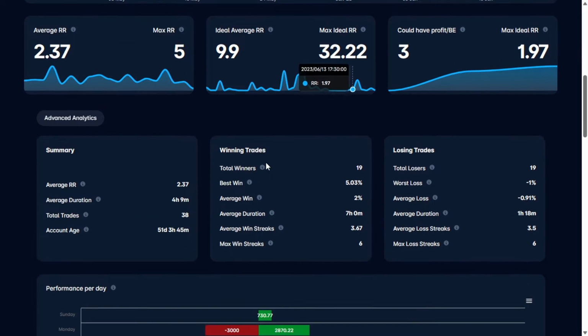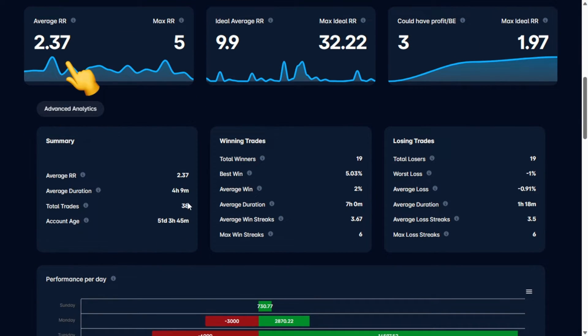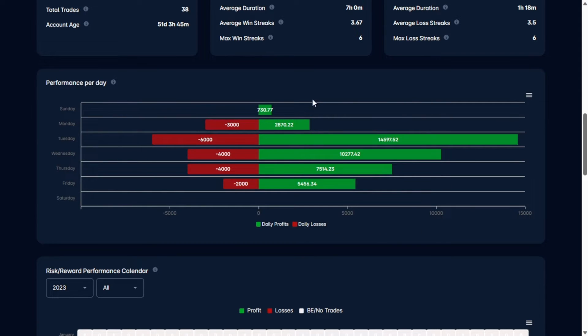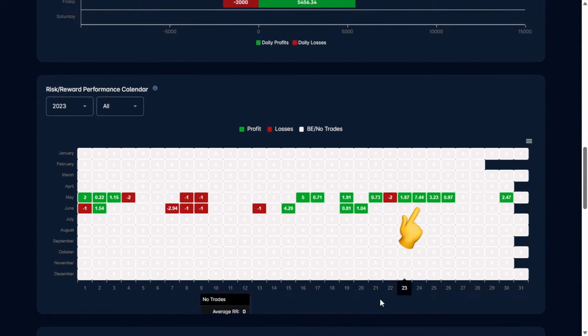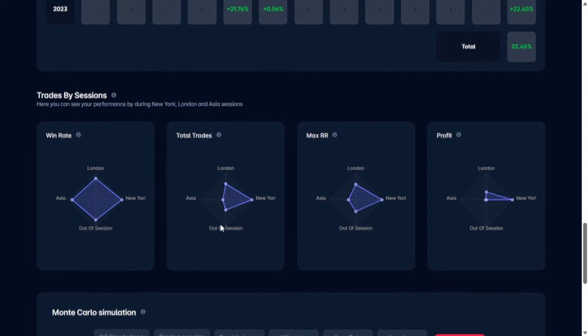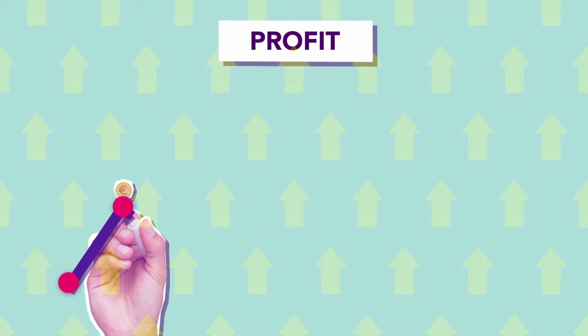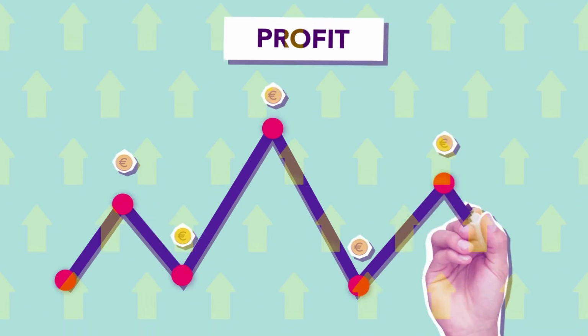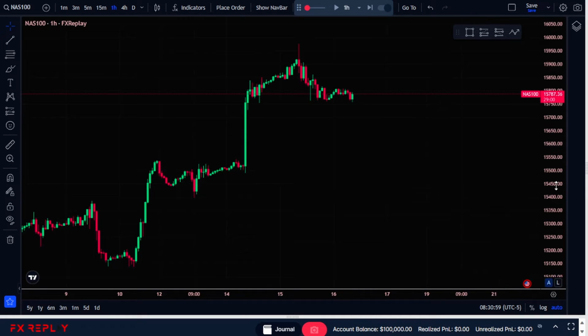We had an average risk to reward ratio of 2.3. The best win was 5%. We had around 19 winning and 19 losing trades. If we scroll down below, you can see we even had a day when we made around 7% in a single day, which shows how powerful this strategy is. You can pause the video and see these analytics for yourself. Now you know that this strategy has extreme profit potential. Now let's discuss how you can actually trade it.